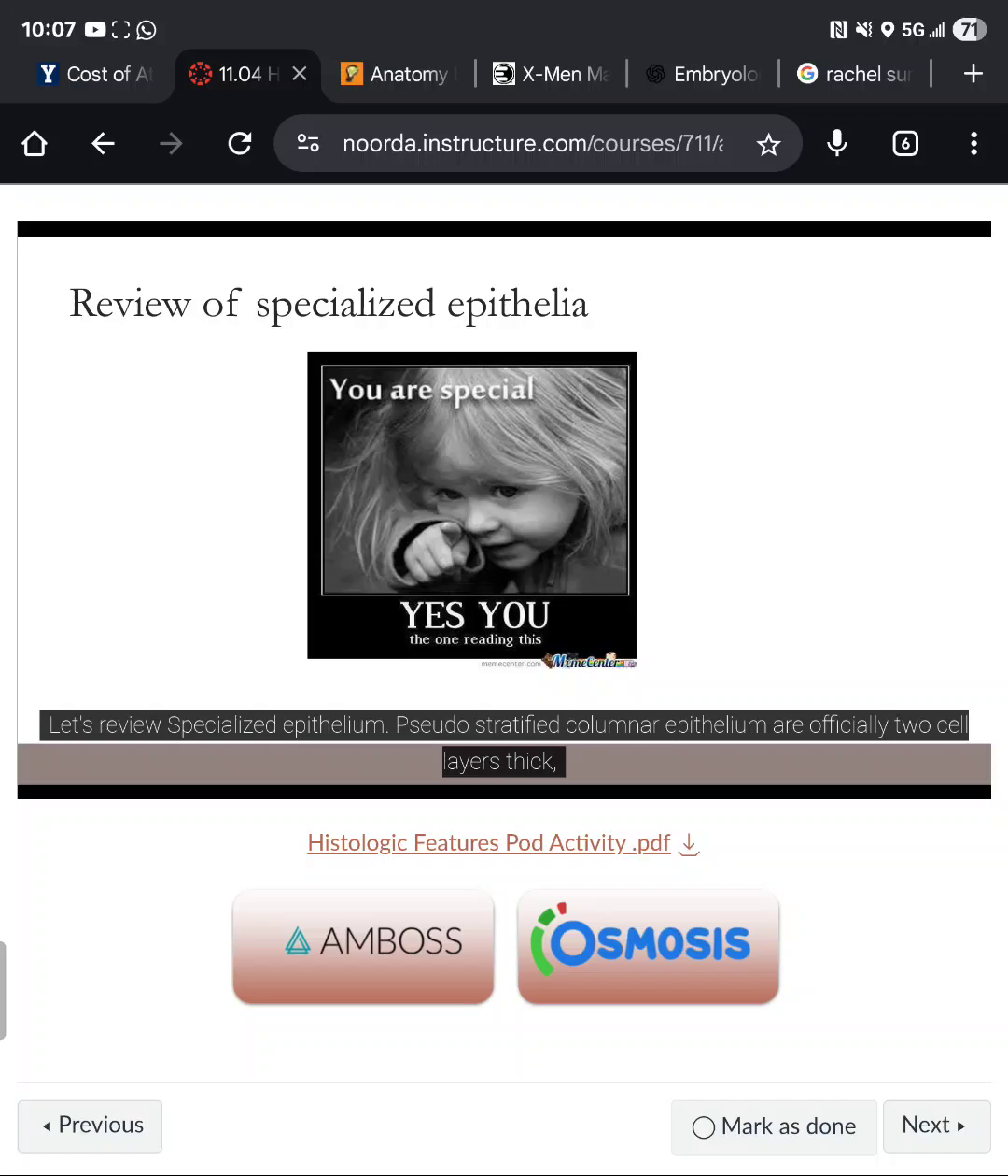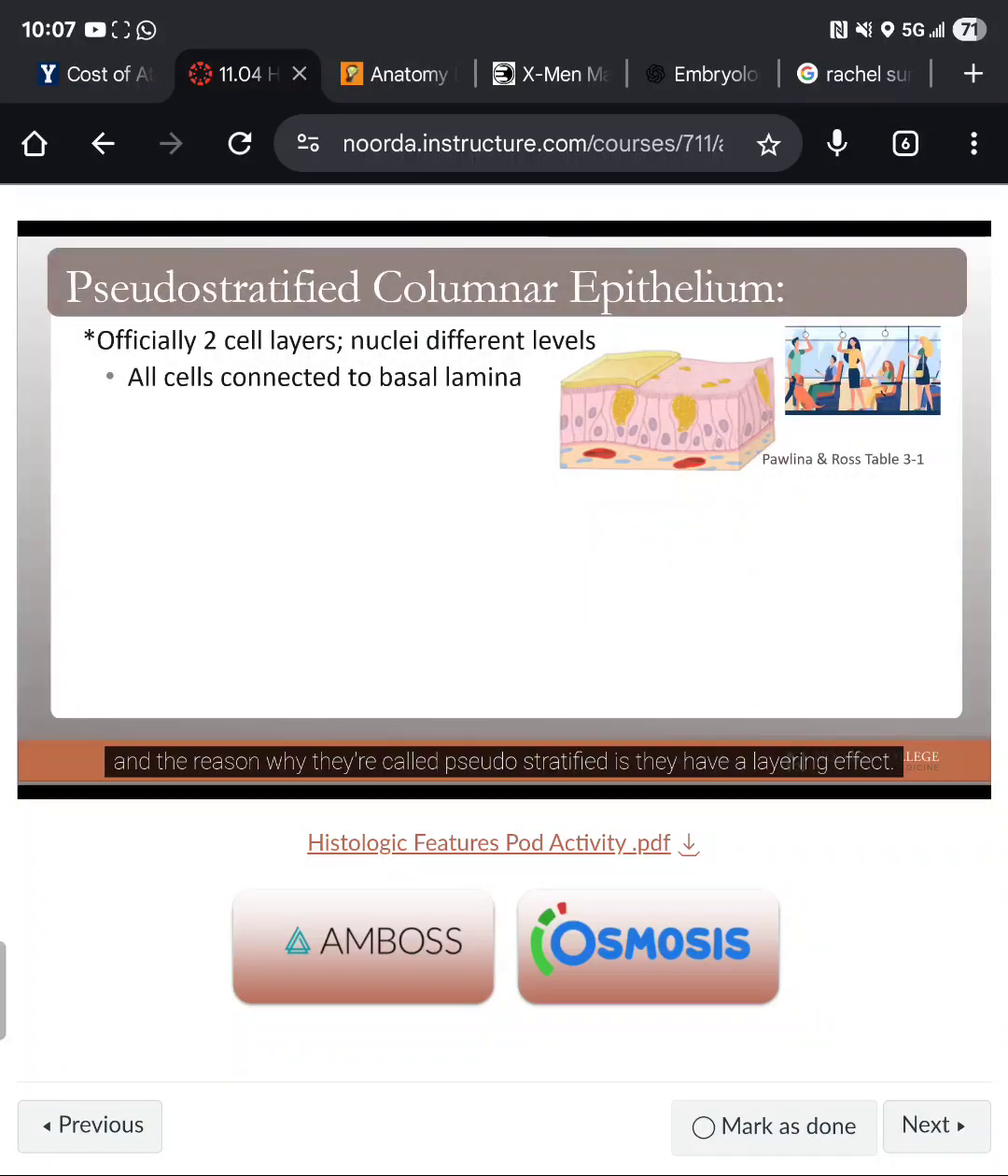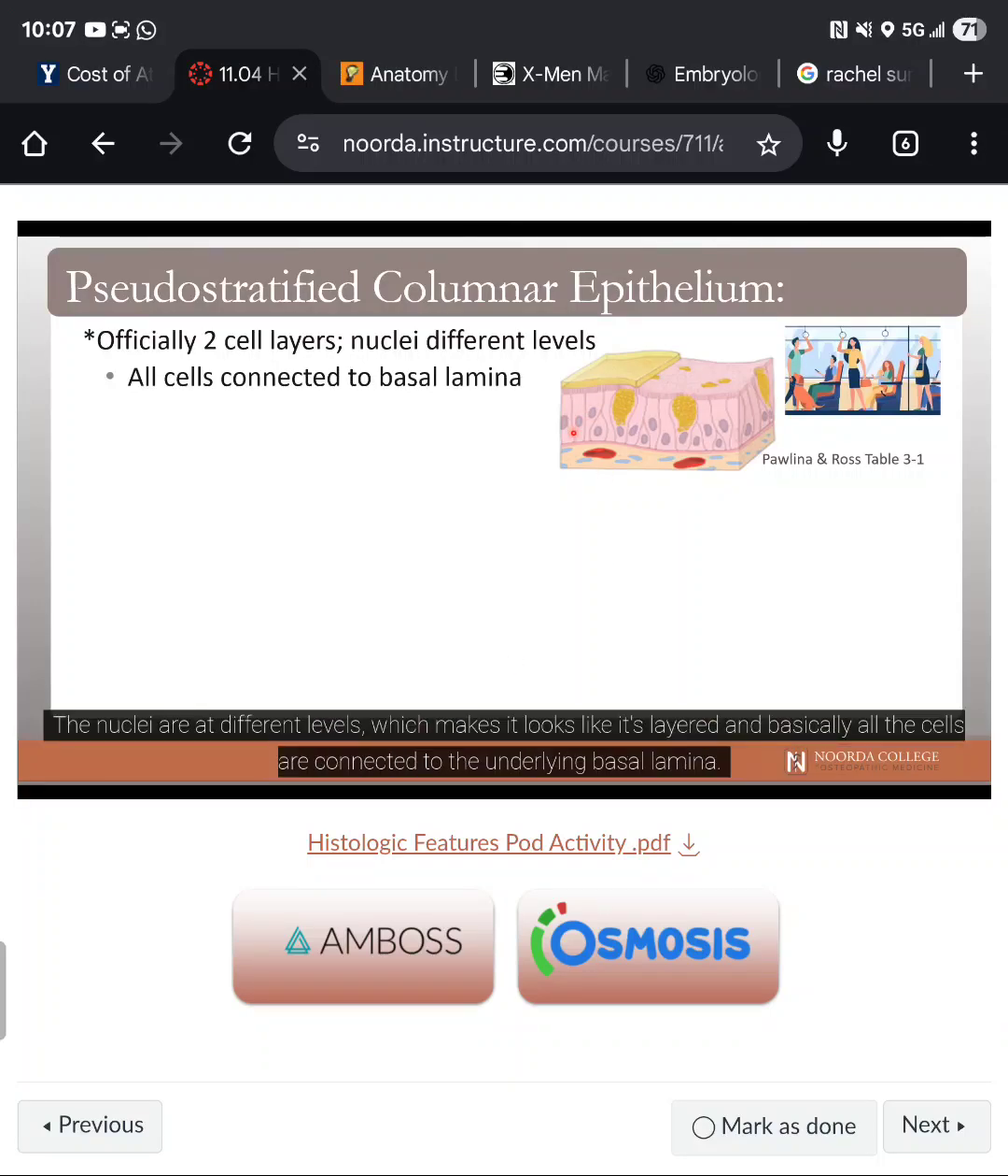Let's review specialized epithelium. Pseudostratified columnar epithelium is officially 1 cell layer thick, and the reason why it's called pseudostratified is it has a layering effect. It looks like they're layered, but they're not really. The nuclei are at different levels, which makes it look like it's layered, and basically all the cells are connected to the underlying basal lamina.